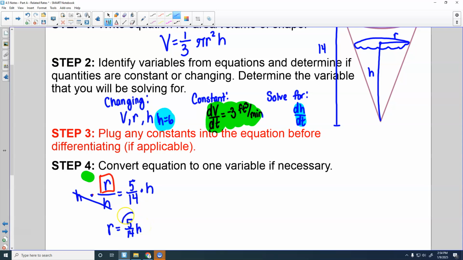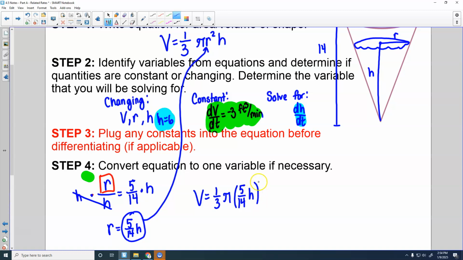So we are going to take this and plug it in for the R in our equation. These are a little messier than the other problems that we've done so far, but if you're just careful with it, it's still similar to what we're doing. So we got 1/3 pi, and then we got 5 over 14 h squared times h.